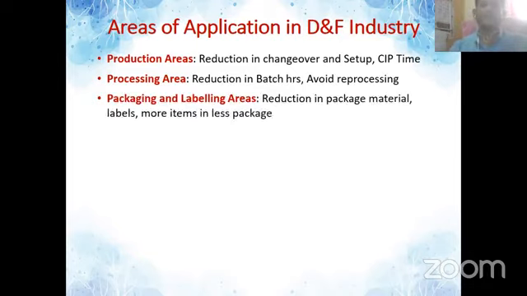Then the packaging and labeling area. In packaging, how do we reduce the packaging cost and the packaging material? By brainstorming and forming a multidisciplinary or interdepartmental team, which includes a quality person, a maintenance person, a production person, and HR, this team can brainstorm, monitor, and find out the issues which are producing waste or incurring cost while producing a product.